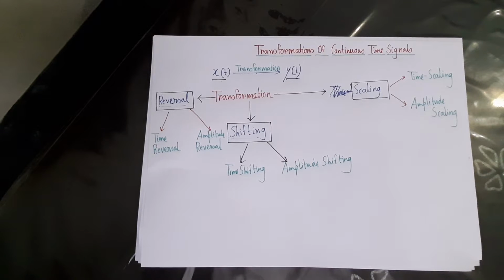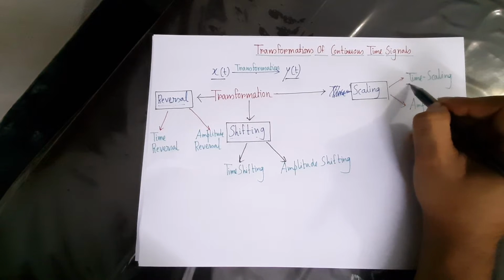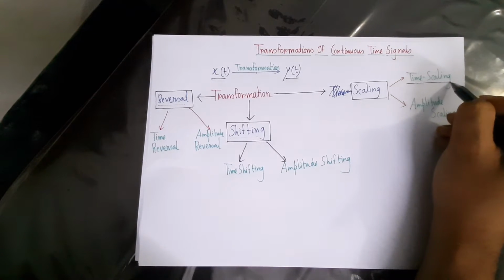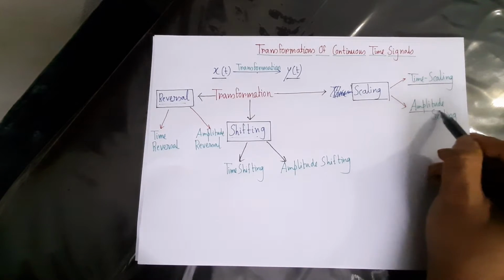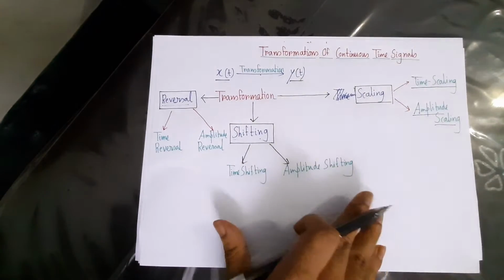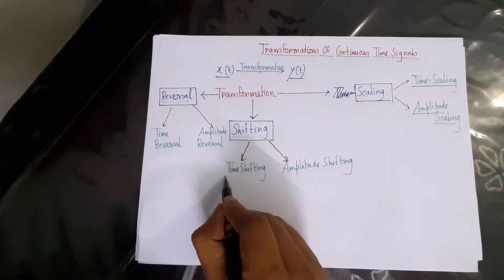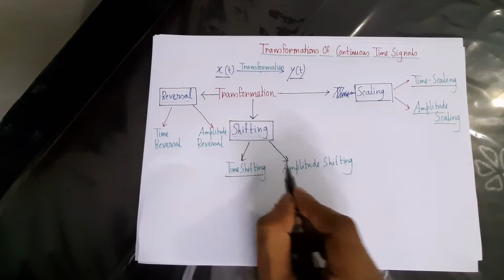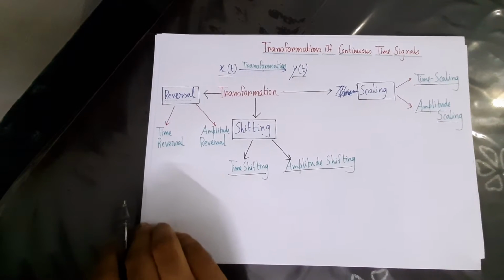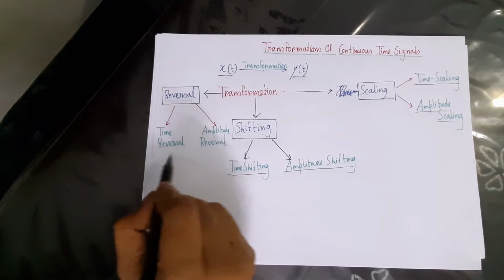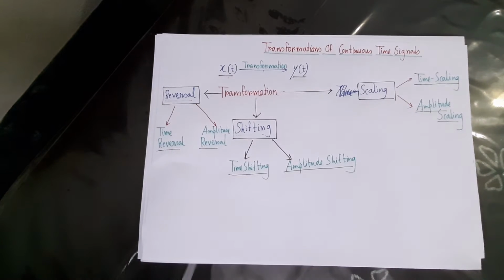Scaling can be of two types. The scaling operation can be performed either on time, termed as time scaling. It can be applied on amplitude, termed as amplitude scaling. Similarly, shifting operation can be applied either on time axis, termed as time shifting, or on amplitude axis, termed as amplitude shifting. Similarly, reversal operation is of two types, either time reversal or amplitude reversal.